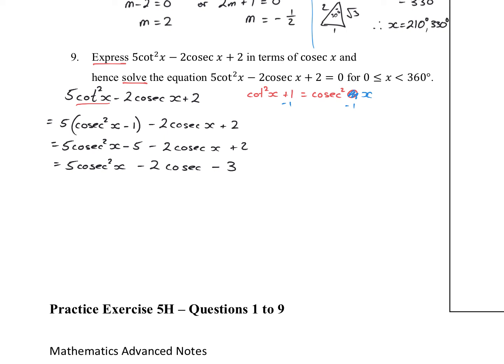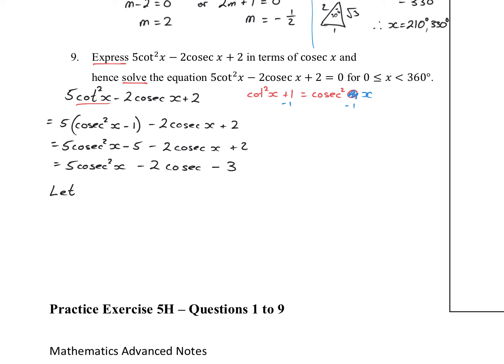Now we've got a quadratic again, but we've done as much as we needed to do. That's the express part, that's part A, if you want to think of it that way. Now we need to solve the equation 5 cot squared x minus 2 cosec x plus 2 equals 0. So we're going to keep it in this format that we've got.